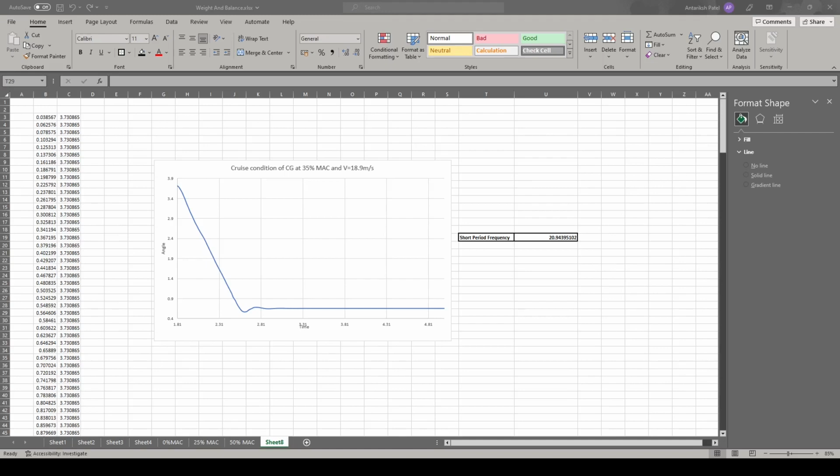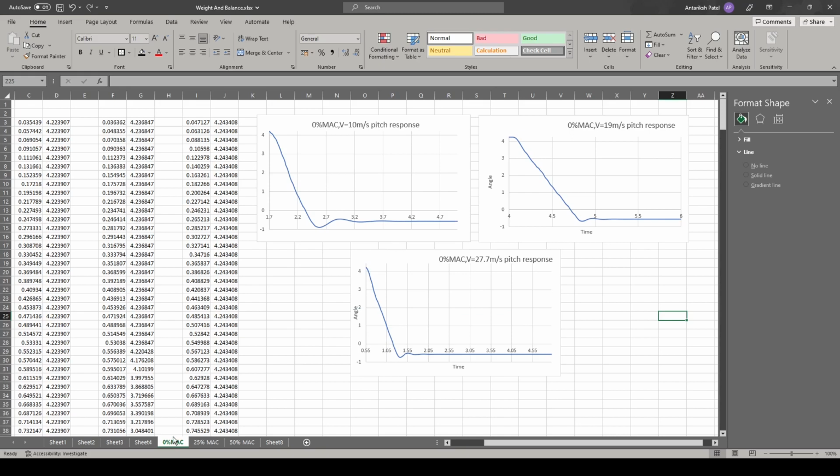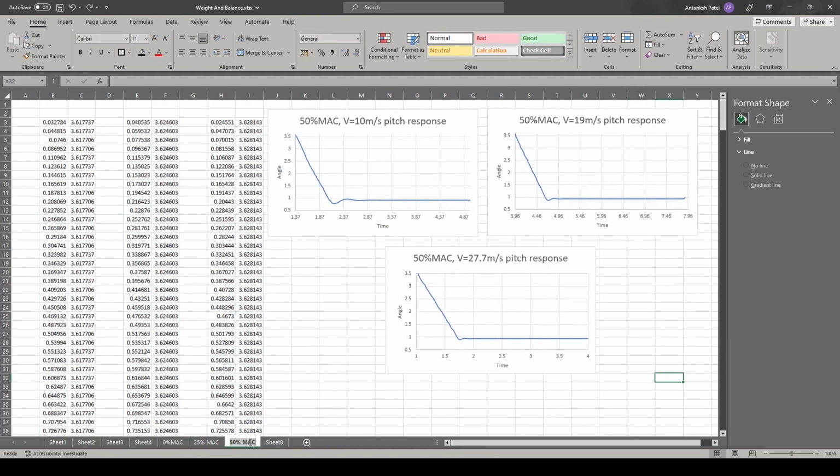The angle of attack when elevator angle was changed was plotted for 3 mean aerodynamic chords. For each mean aerodynamic chord, 3 velocities were used. The velocities are 10 meters per second, which is the stall speed, 19 meters per second, and the maximum speed 27.7 meters per second. A general trend that can be seen at each mean aerodynamic chord is that the damping effect gets stronger as the velocity increases. This can be seen for 0% mean aerodynamic chord, 25%, and 50%.